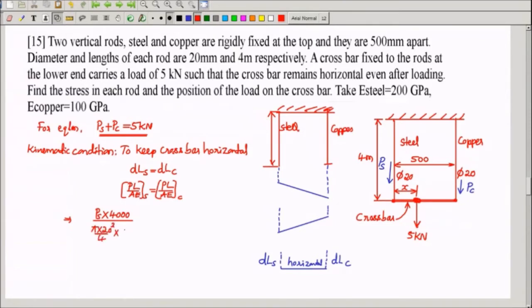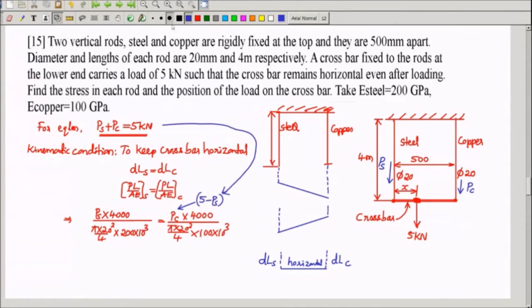E of steel is 200 gigapascal, 200 into 10 power 3, is equal to P of copper is PC, into length of copper is also 4000 mm, divided by area of copper is also pi into 20 square by 4. But E is different here. It is 100 into 10 power 3. For this PC, I can substitute 5 minus PS from here. So when you do that, only unknown will be PS. So you will get PS as 3333.33 Newton, or it is 3.3333 kilonewton.